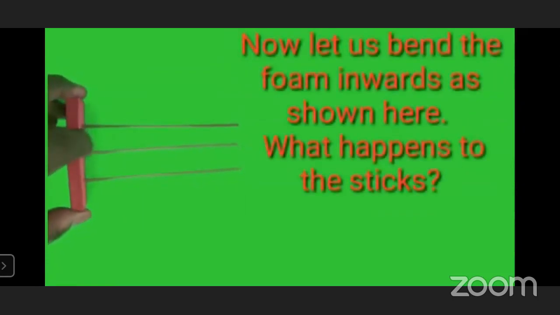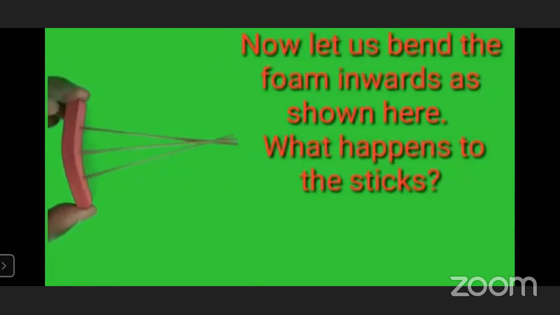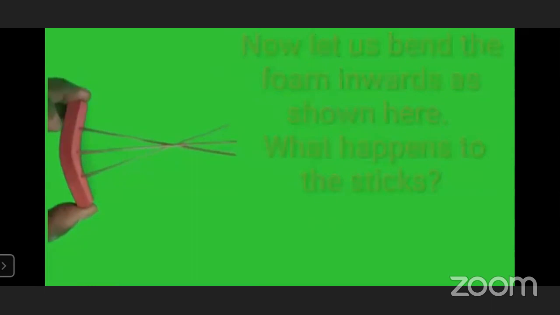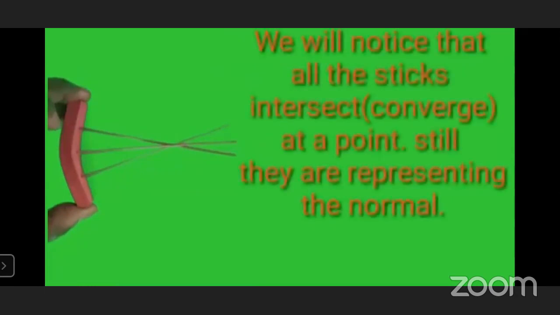Now you see the change. When I press at the edges such that the foam sheet bends inwards, you see the right ends of the broomsticks, the downward broomstick going up and up. The middle broomstick is as it is, straight. We will notice that all the sticks intersect. Here, if you consider them as light rays, they converge at a point. Still, they are representing the normals, children. So, meeting at a point.